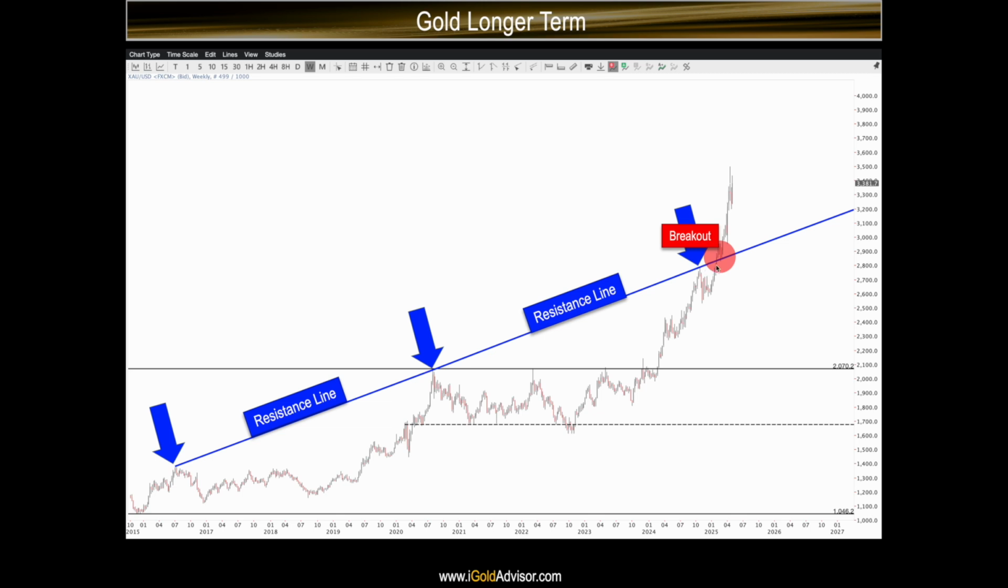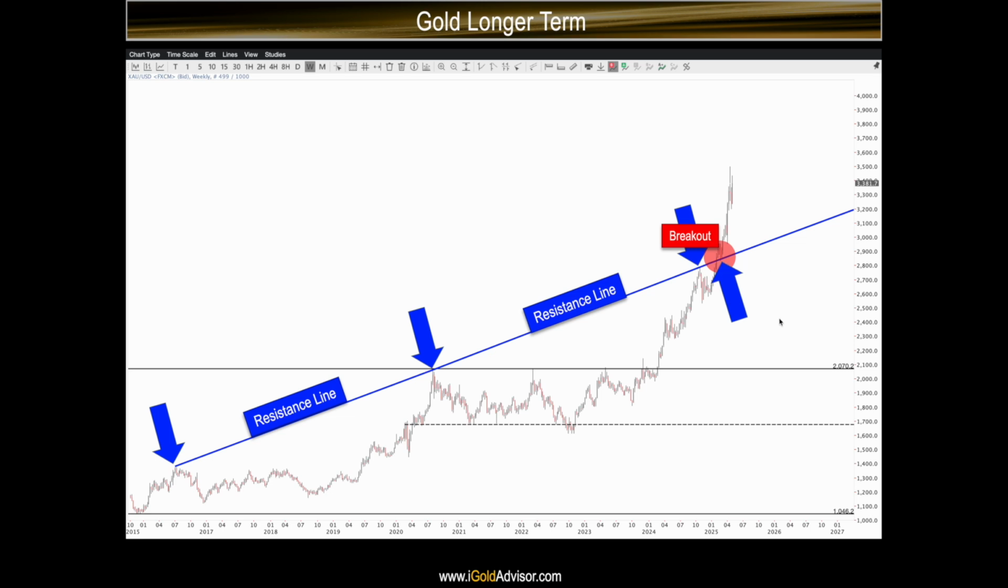Now notice with me right here, after the breakout, look at what gold did right here, right there. You see that? The big blue arrow? Notice how after breaking out, gold came right back and retested this resistance line, except this line acted as support about 3 weeks after the breakout. Do you see that right there?